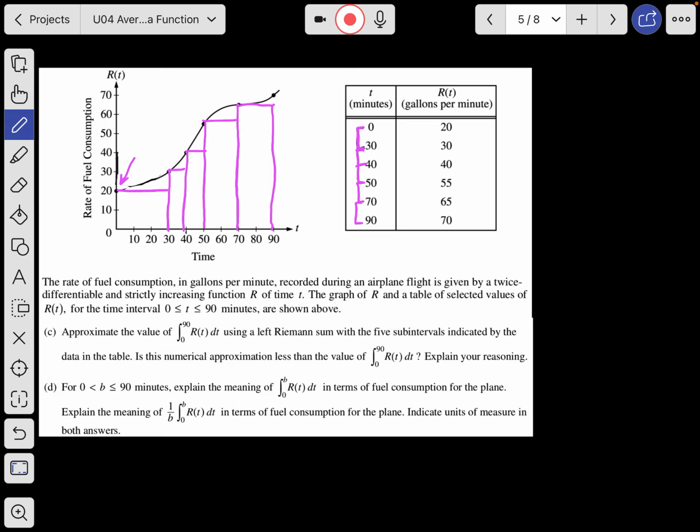If we were to find the areas of all of those, so this is for part C, base times height, so I would have 30 times 20 plus 10 times 30 plus 10 times 40 plus 20 times 55 plus 20 times 65. And if I added those up, that would give me my area.